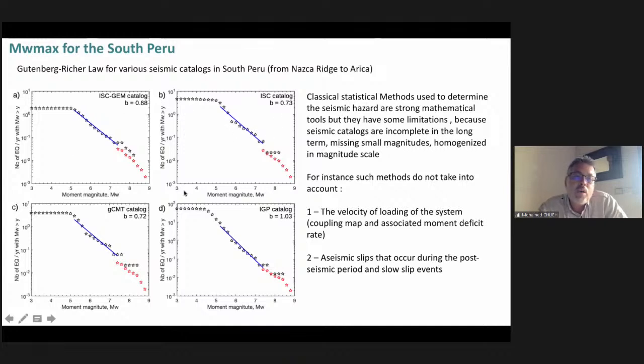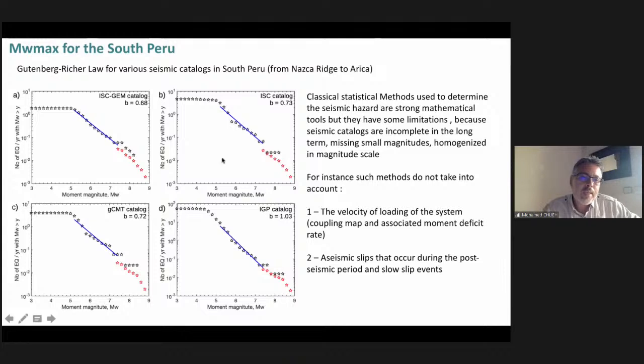One of the problems using only this classical method, which is based on the knowledge of small earthquakes to determine large magnitude earthquakes, is that we need to have first a very good seismic catalog, which is not the case actually. We have just some incomplete knowledge of the catalog since the 60s. They are missing a lot of small magnitude earthquakes. We always have a cutoff between magnitude 4 and 5.